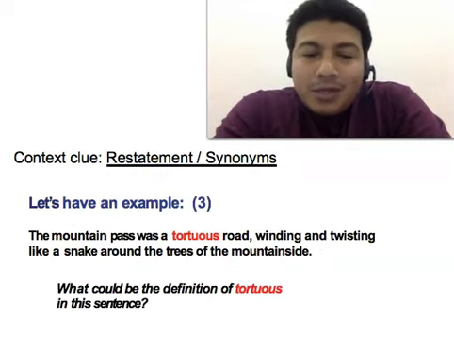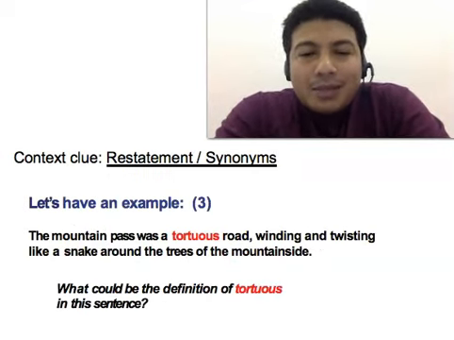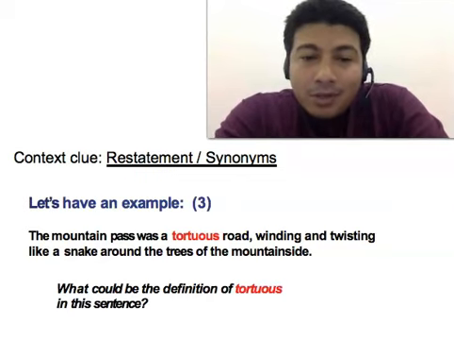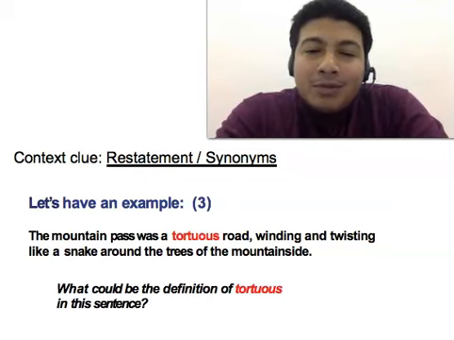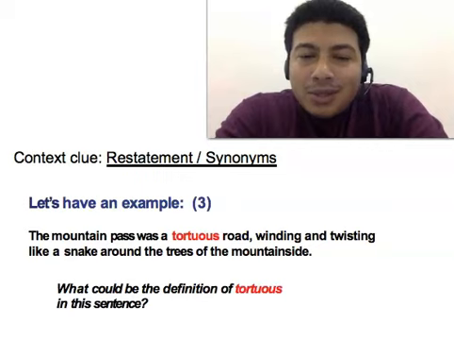The mountain. So here is an example. The mountain pass. So that means the road on the mountain. The mountain pass was a tortuous road, winding and twisting like a snake around trees on the mountainside. So what could be the definition of tortuous in this sentence?